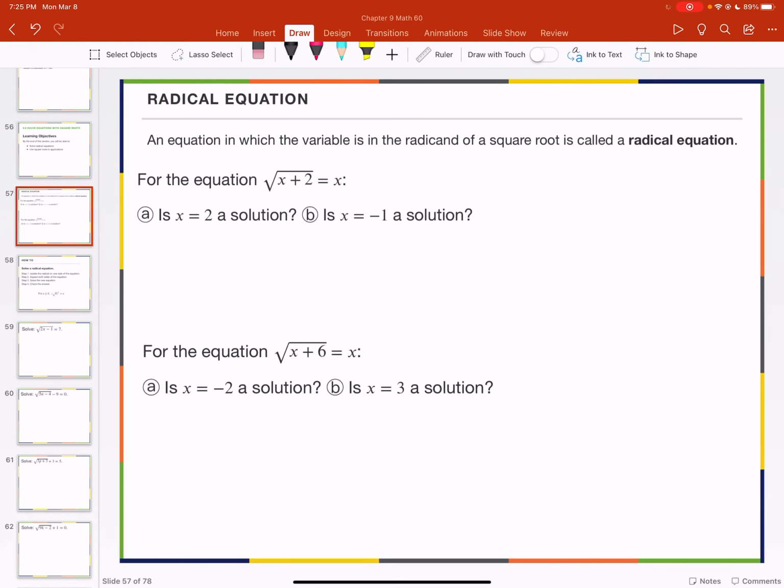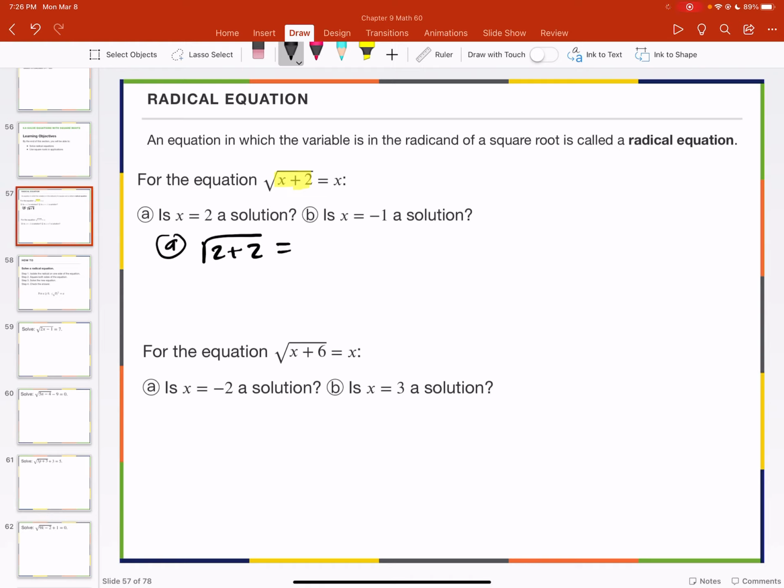Let's get started. What is a radical equation? Remember the 80s? For those of you that are old enough to remember, the word radical here doesn't mean cool, although radicals are cool. Basically, it's an equation that has a radicand where the variable is inside. So for example, when you have the square root of x plus 2 is equal to x, is x equal to 2 a solution?